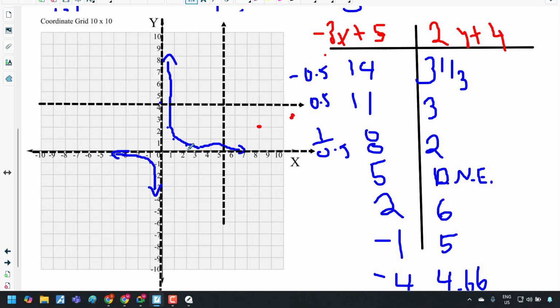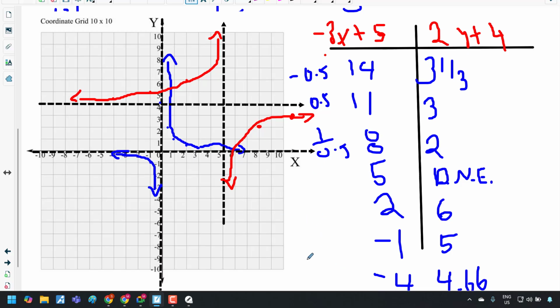2 and 6, that's the value here. -1 and 5. X value is -1, 5. -4 and 4.66. So you can see that the function is going like this. And you can't see because we were missing a point, but the function is going to go like that.